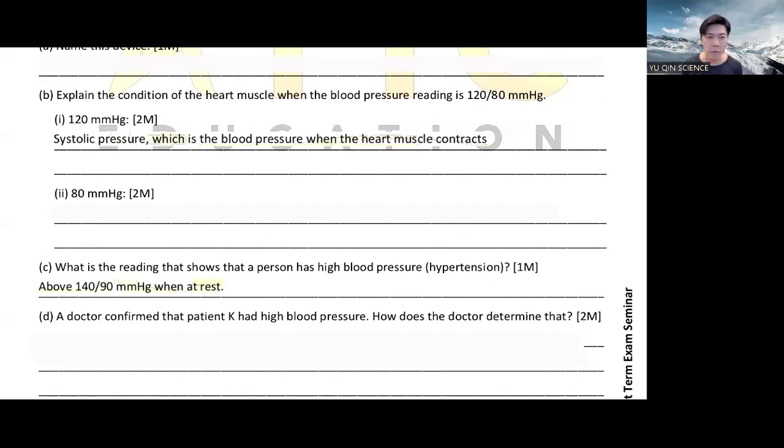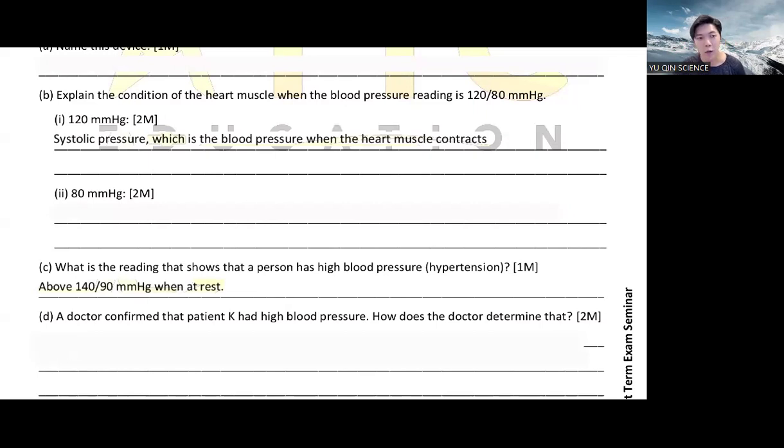So a doctor confirmed that patient K had high blood pressure. How does doctor determine that? Okay, so probably that's what you were thinking. It's actually very simple. Just back to your basic, back to your syllabus. How someone determines blood pressure is to measure. It's very straightforward, right? You measure with the sphygmomanometer.